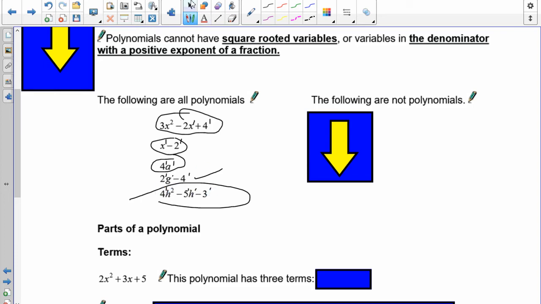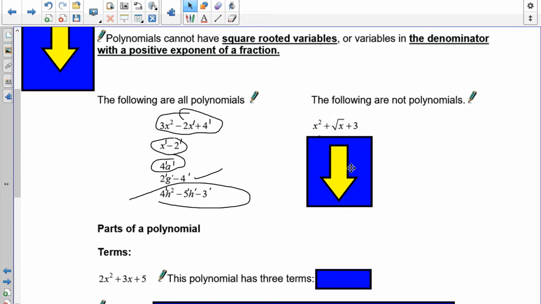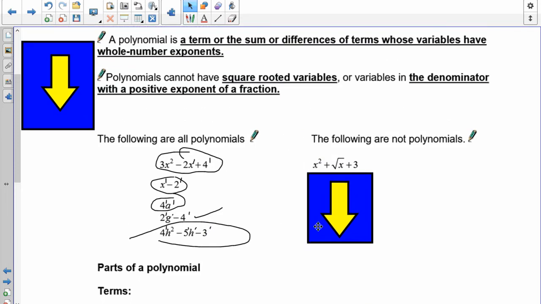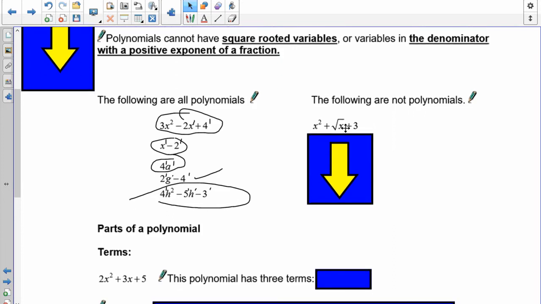Now let's take a look at the other side and say, what is not a polynomial? Well, one of the rules up here we saw was you cannot have a square root. Right here, it says you can't have square-rooted variables. And right off the bat, you'll see the x here has a square root. That means this is not a polynomial. Going down to the next one.